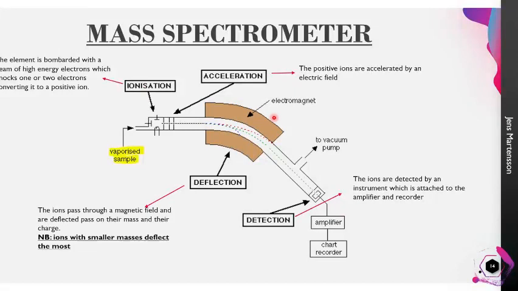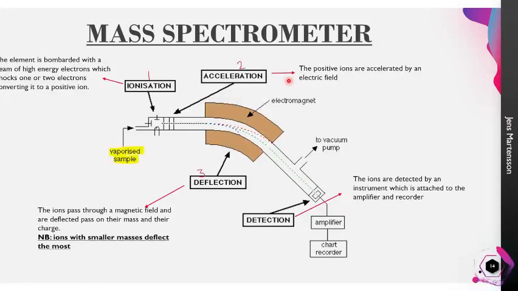The acceleration is where we have the positive ions being accelerated by an electric field into this electromagnet here, where they then go through deflection. So step 1, ionization. Step 2, acceleration. Step 3, deflection. And deflection is where the positive ions that we have are passed through a magnetic field and deflected based on their mass and their charge.